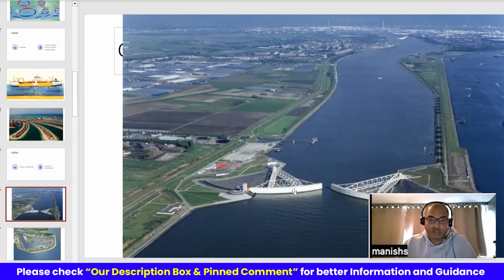Like Rotterdam, many areas are 4 meters, 3 meters below sea level. And this is a huge gate which they put in the sea when there is a storm to stop the water from entering this river inward and flooding the city and other places. So this is one example of hydraulic engineering.